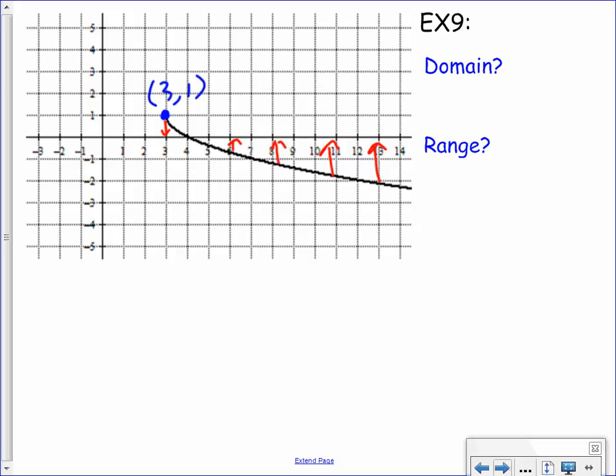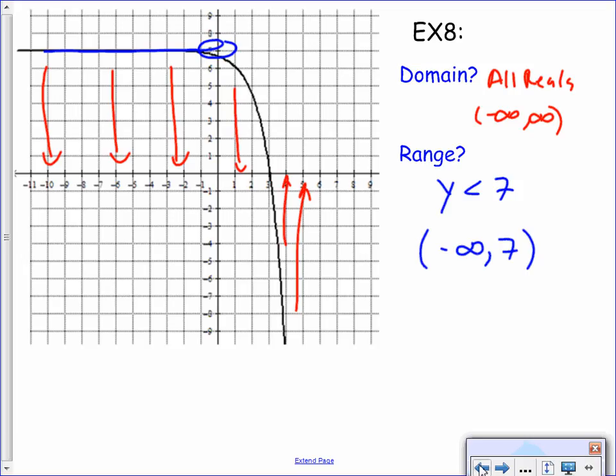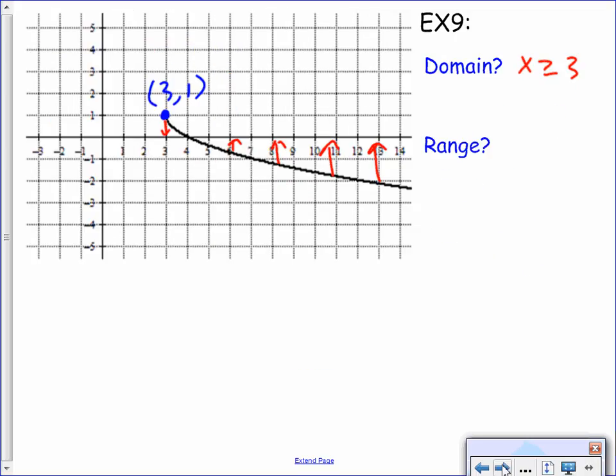Greater than or equal to. Since it's a hard point, it's definitely greater than or equal to 3. For the domain, it's an actual stopping point, so you include that point. Why not for the asymptote? Because it will never touch the asymptote. So for this one, you're going from 3 to infinity.